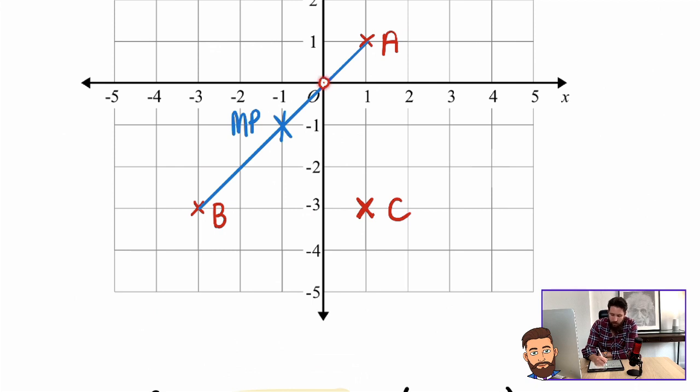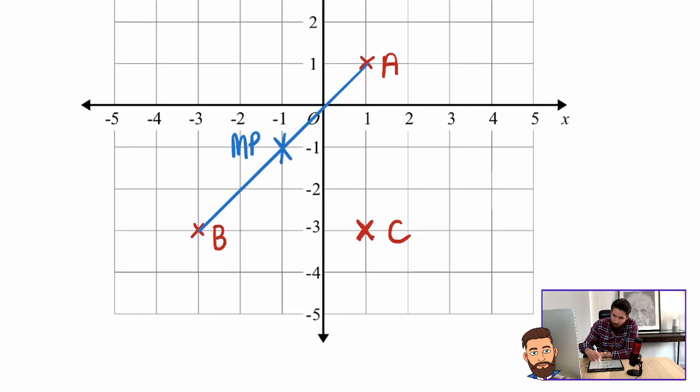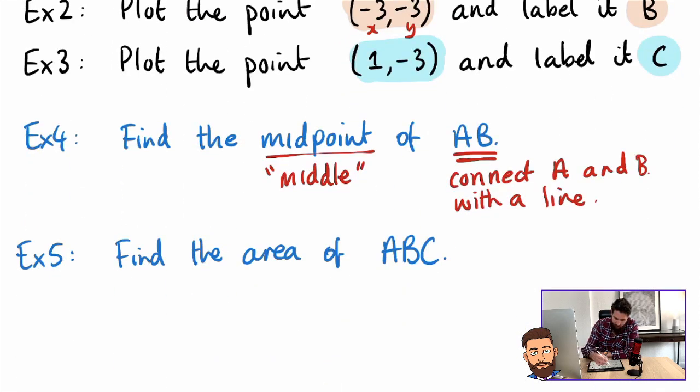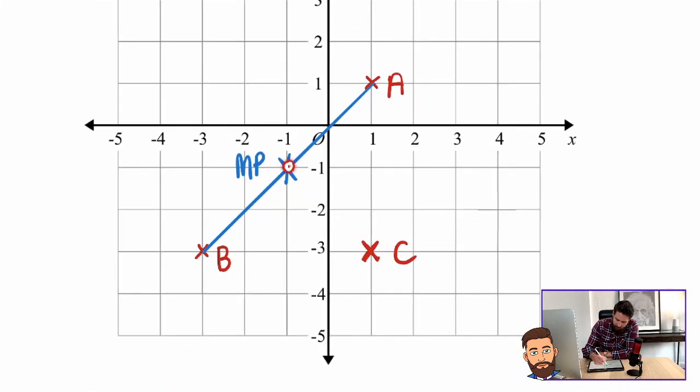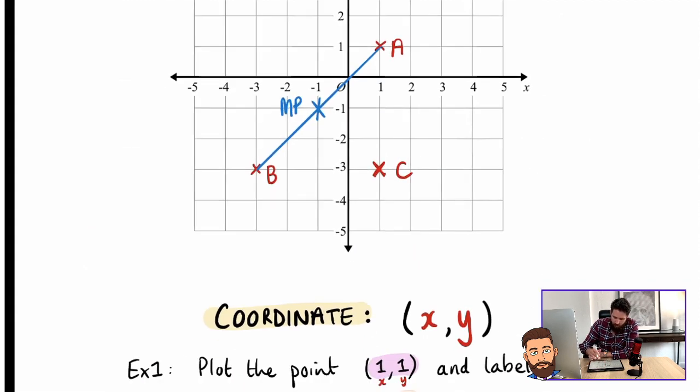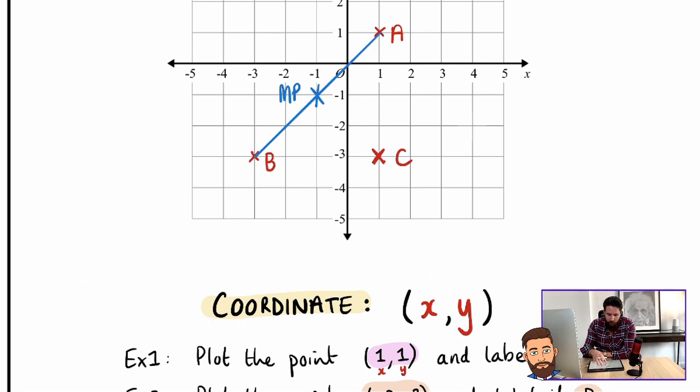Well, remember, you've always got to go x first, so either left or right first. So we're going to have to go left, so to -1 first, and then down to -1. So the coordinate of the midpoint of A and B, our answer to this would be -1, -1. Because, again, to get to the midpoint that we've established, you go across 1, down 1. Okay, -1, -1. Now, we will look at how do you find the midpoint if you don't have a grid.